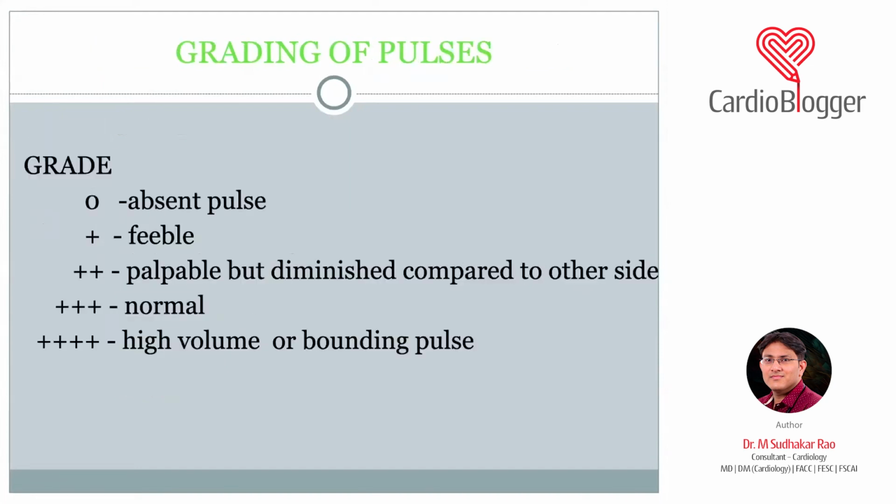Now, is it important to grade the pulses? Sometimes you may have to grade the pulses, mainly in cases of peripheral vascular diseases. So a grade 0 means an absent pulse, 1+ means a feeble pulse, 2+ means it is palpable but diminished compared to the other side, 3+ is a normal pulse, and 4+ is a high volume or bounding pulse. So these are the gradings of the pulses.